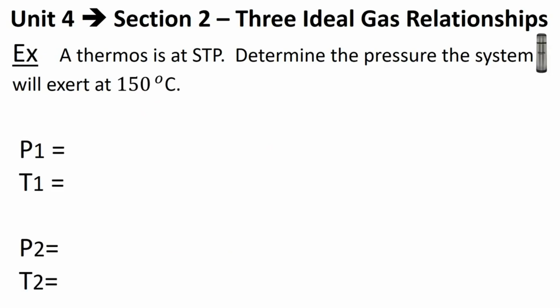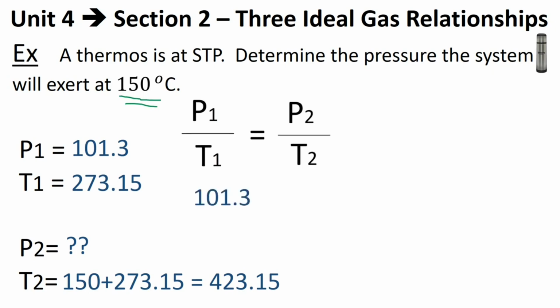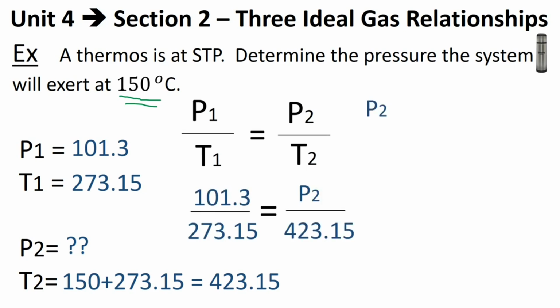So if our pressure is at STP, it is 101.3, and our temperature is 273.5. We're trying to find our pressure, P2, and we're going to have to convert that temperature because I gave it in Celsius. So make sure you convert that to kelvins. And it's just a matter of writing out your gas law, plugging in your values. Be careful when you cross multiply.